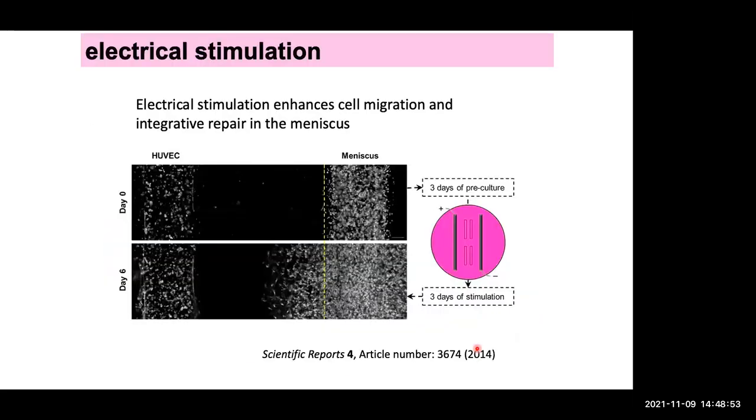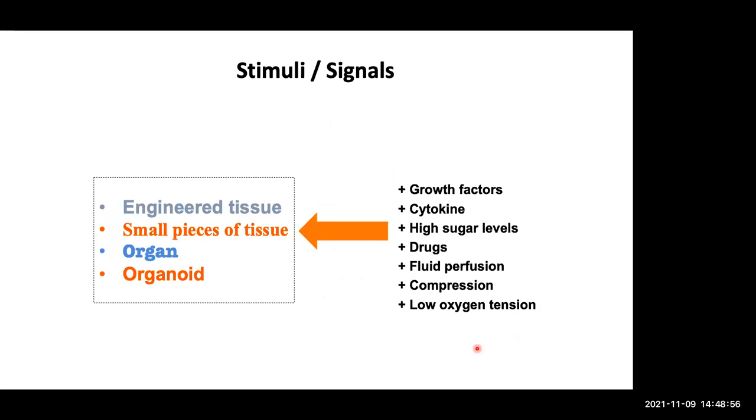Okay, so you will get some impression of physical stimuli: the mechanical loading, the electricity, the pulsatile flow, and the perfusion, right? And now to another aspect. It's easy if you want to apply growth factors, proteins, cytokines, sugar, or drugs. You just pipette or add these elements into the culture system to make the engineered tissue, a small piece of tissue, an organ or organoid, right? And even if you want to apply some physical loading, compression, or low oxygen, you just turn the valves and knobs. That's it. It's easy. We can do it in the lab.